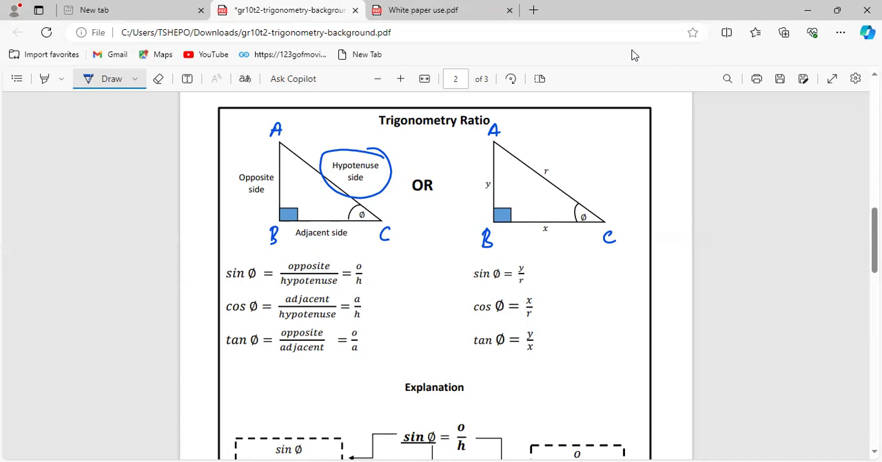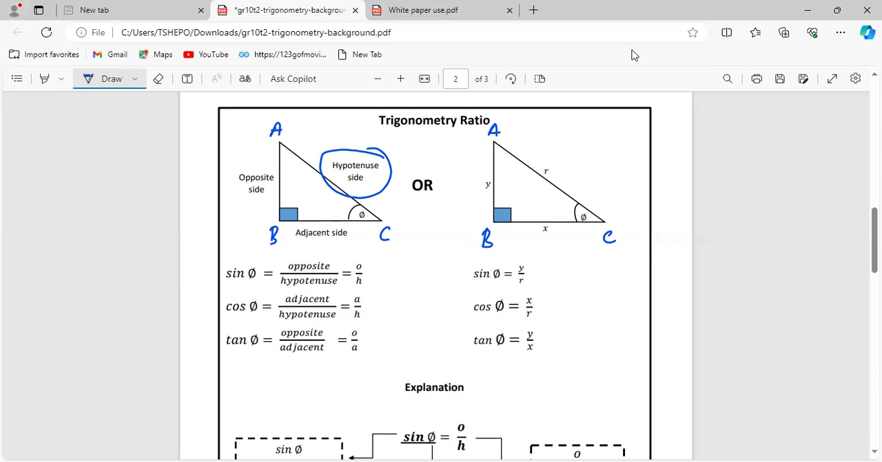But the question is, why do we call side AB the opposite side? We call it the opposite side because it is opposite to the angle provided in this diagram. So side AB in this triangle, we're going to call the opposite side, which is the Y side in this triangle. And therefore, side BC, we're going to call the adjacent side in this case, which is the X side on this triangle.